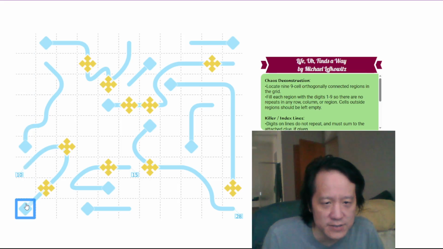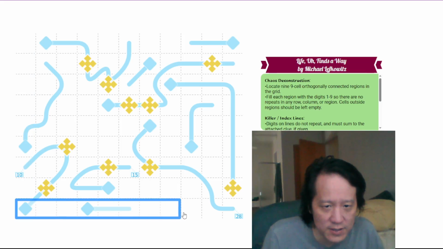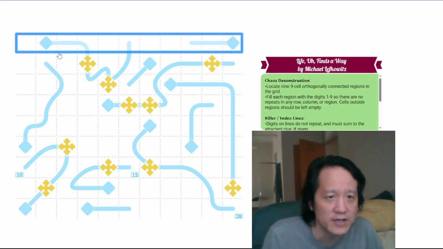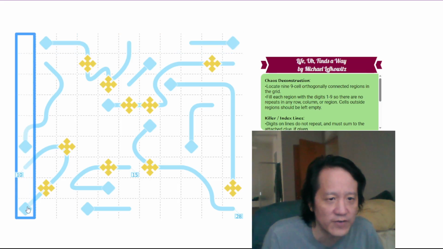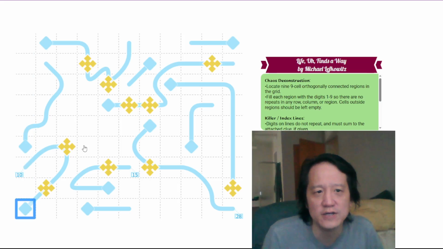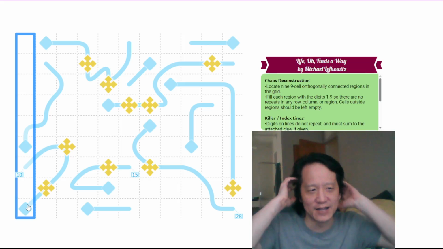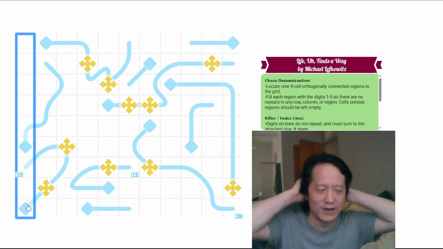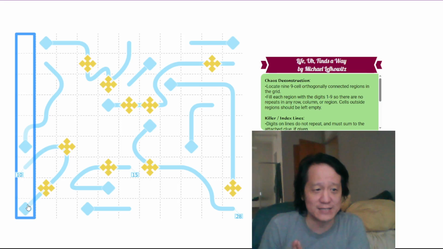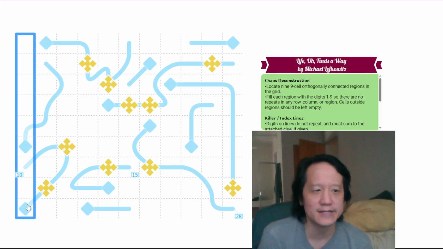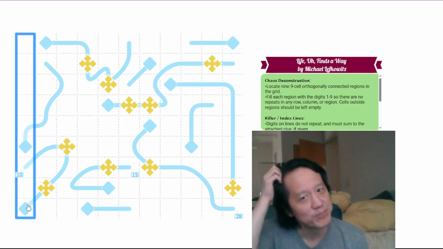The grid is 9x11, I think. 1, 2, 3, 4, 5, 6, 7, 8, 9, 10, 11. Yes, this is 11 and this is 9. I counted before I started because I didn't want to try this if it was 11 by 11, because that seemed like it would be hairy. 9 by 11 still isn't great, right? Well, we'll get into that when we start solving.